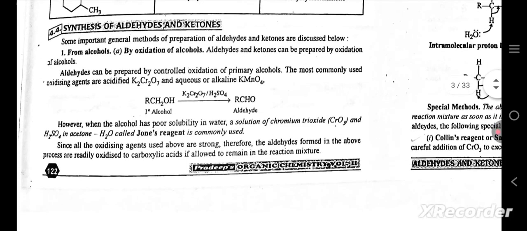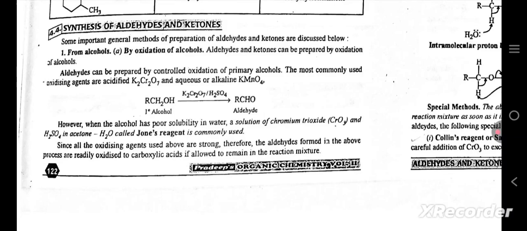Syntheses of aldehydes and ketones. Some important general methods of preparation of aldehydes and ketones are discussed below. Oxidation of alcohols. Aldehydes and ketones can be prepared by oxidation of alcohols. Aldehydes can be prepared by controlled oxidation of primary alcohols. The most commonly used oxidizing agents are acidified K2Cr2O7 and aqueous or alkaline KMnO4.